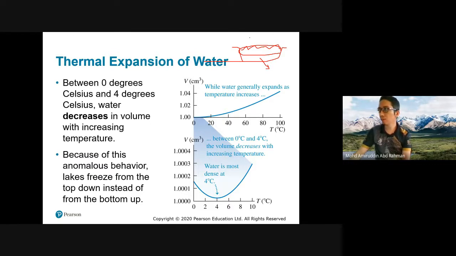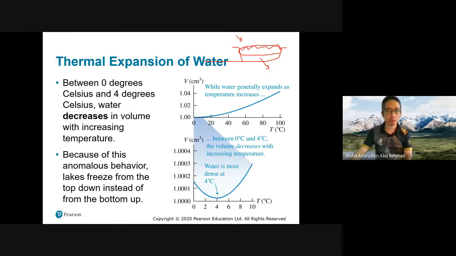Now, whatever happens here, the temperature outside is much lower than the water, right? So that's why this one freezes first, rather than the water that is located at the bottom.